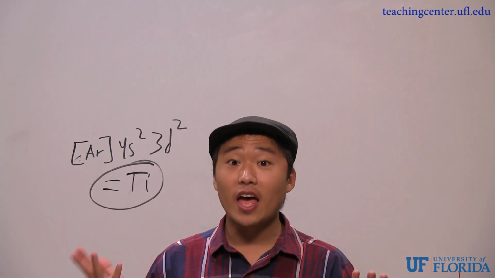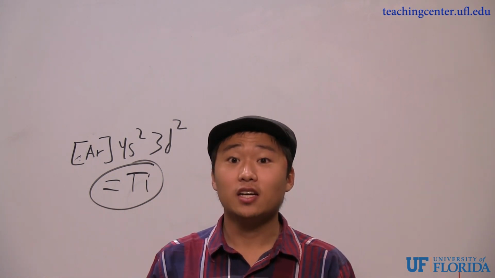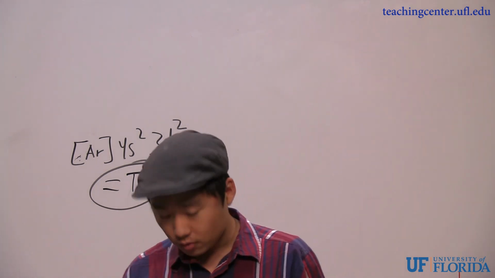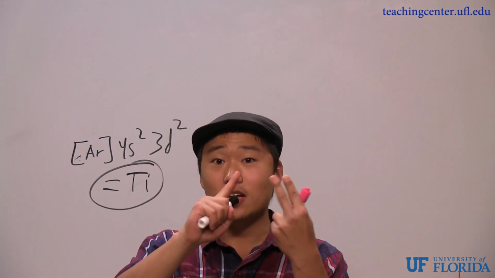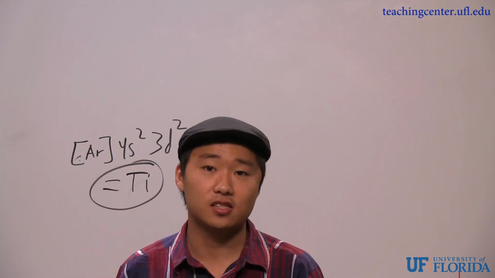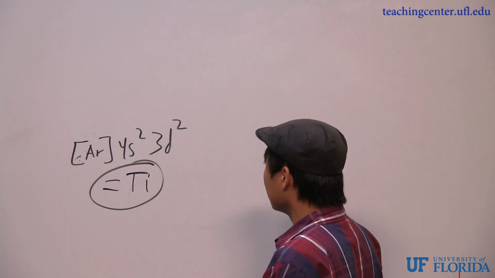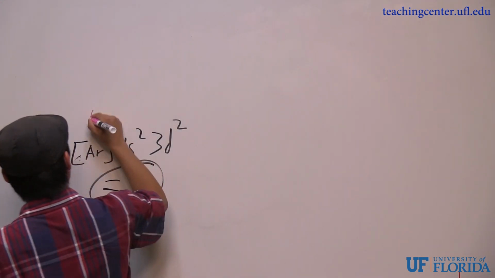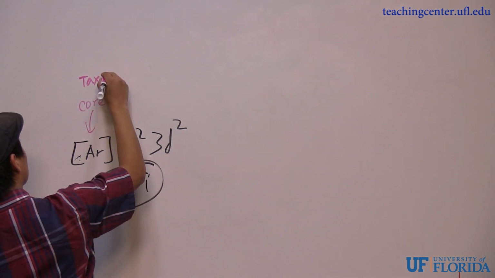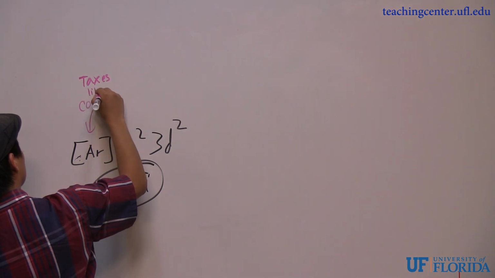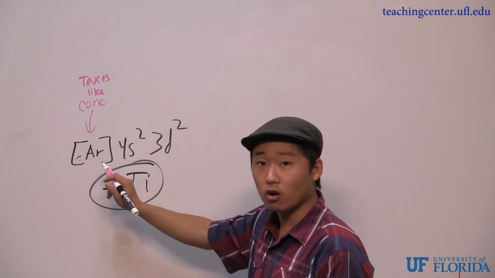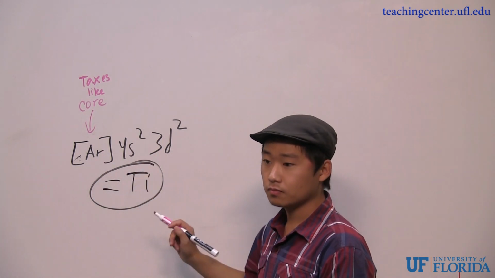Now, if you have a job and you get a paycheck, not all of your money goes to you. Some of it goes in the form of taxes. Taxes, you cannot touch, you cannot use, and you cannot spend unless you want to get in trouble with the IRS, and you don't want to do that. Well, anyway, core electrons are like taxes, because you cannot touch the core electrons, you cannot use the core electrons. They are stuck the way they are.